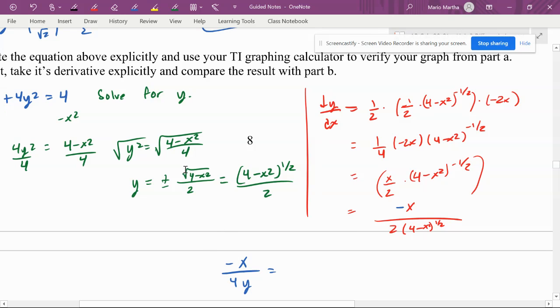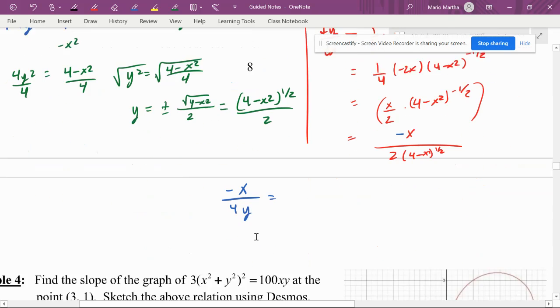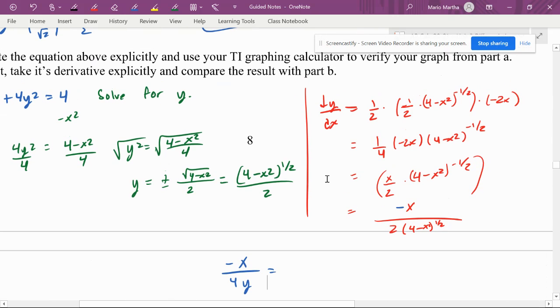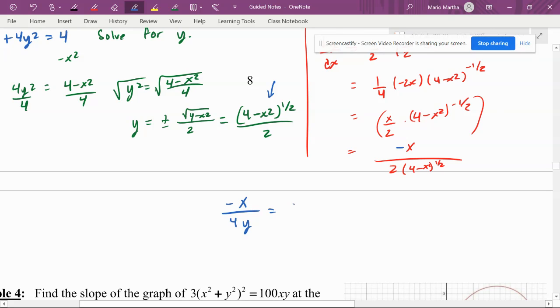Now, if we do substitute, remember that y was equal to this ugly looking thing right there. So you would get negative x over 4 times that, which is (4 minus x squared) raised to the 1/2 over 2. Simplify that, so you end up with 2 again. So you have negative x over 2 times the square root of 4 minus x squared, which is pretty much what we ended up with when we did it explicitly.